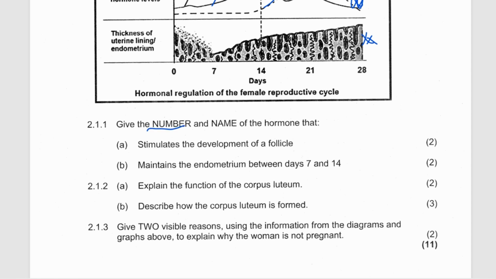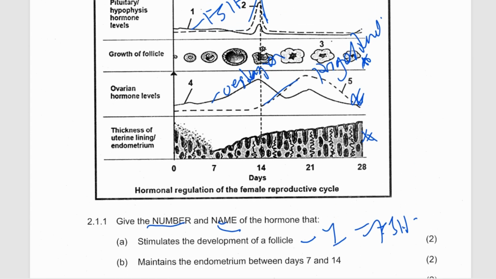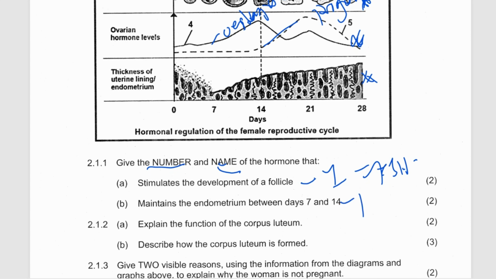Give the number and the name of the hormone that stimulates the development of the follicle. It is number 1. Why? Follicle stimulating hormone, therefore it is FSH. They are saying that it maintains the endometrium between 7 and 14 days. So it is estrogen. Remember we said that it prepares the uterus for implantation by making the uterus thick, vesicular, and granular. Therefore the answer is 4, and it is estrogen.